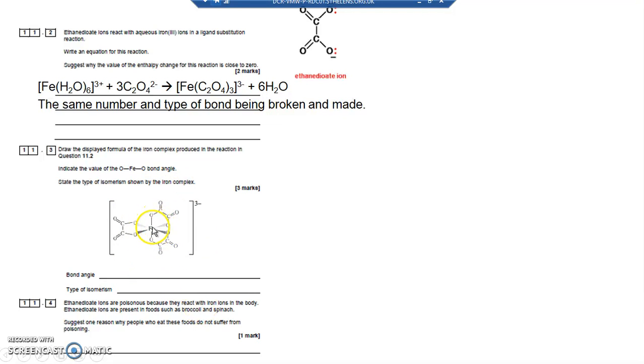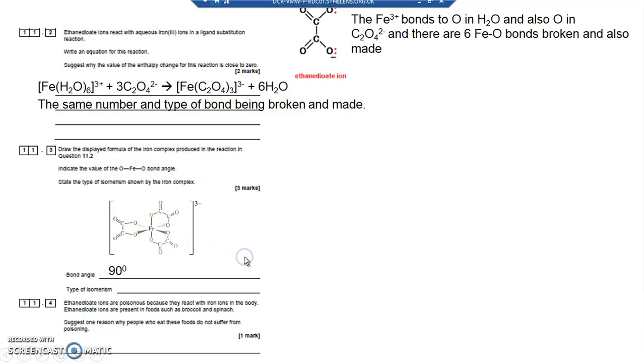What kind of bond angle? Well, I've got 6 bonding pairs, no lone pairs. It's going to be an octahedral shape with a bond angle of 90. Type of isomerism, well, if you've got 3 bidentate ligands around something, it's actually optical isomerism. So you actually get enantiomers, something just to remember.